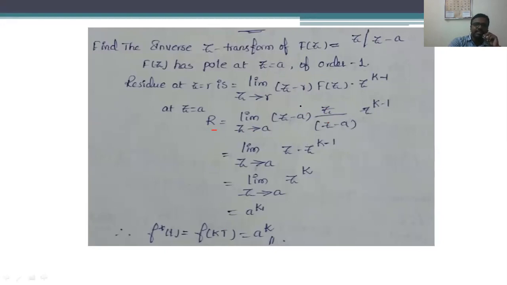Just cancelling the z minus a and z minus a here, we are having the limit z tends to a of z into z power k minus 1. So with the cancellation of z into z, we are having limit z tends to a of z power k, that is equal to a power k. So the inverse z transform for the function f of z is nothing but f of kt, that is a power k. So in this one, there is no need to remember the Z transformation formulas. This is the basic advantage in the case of the residue method.